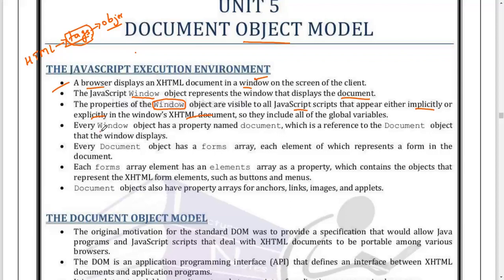Every window object, every window that you're using, has a property named document, which refers to the document object. So we have an object called window. Under that window we have a property, or attribute, called document. This document refers to the object called the document object. Every document object has a forms array, and each element that is present in a form can be accessed with the help of this form object, which we are going to see with an example now.